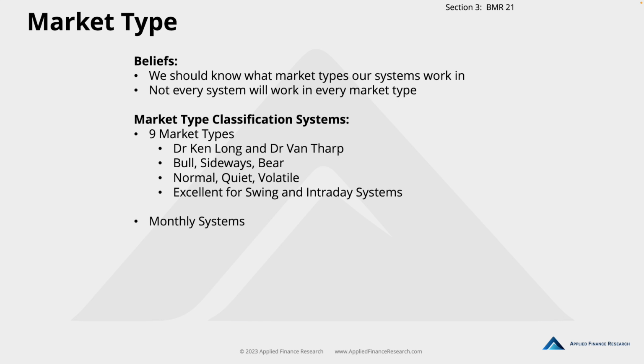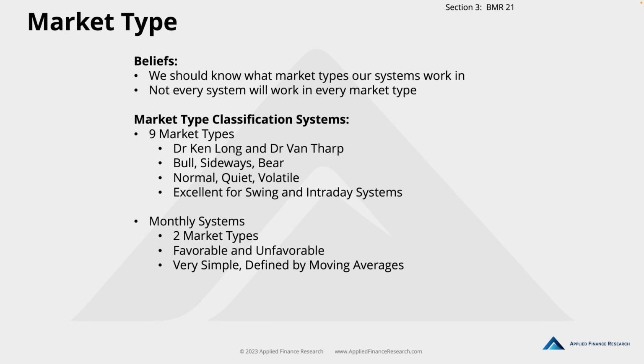Essentially, we define 2 market types instead of 9, and we call them favorable or unfavorable. In other words, it's a good time to be operating our monthly systems and be in the markets that they are targeted towards, or it is not. Favorable or unfavorable. Quite simple. And we define those market types by using moving averages applied to the markets that we are interested in.